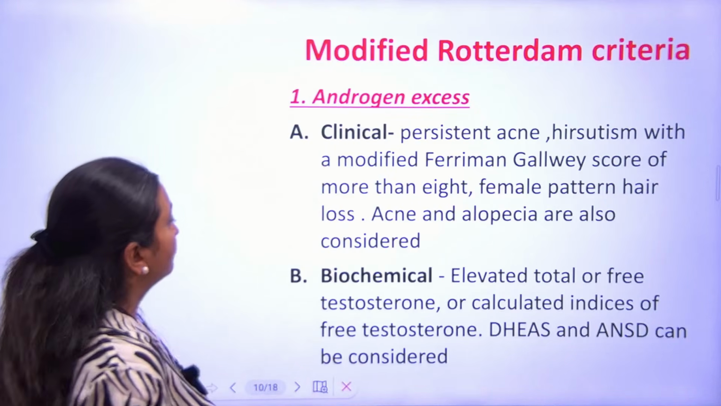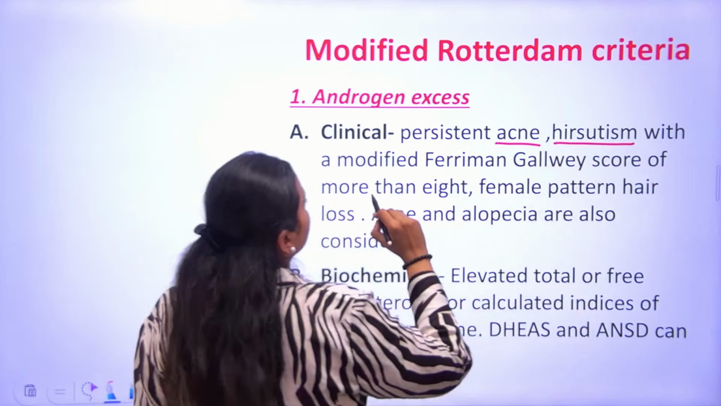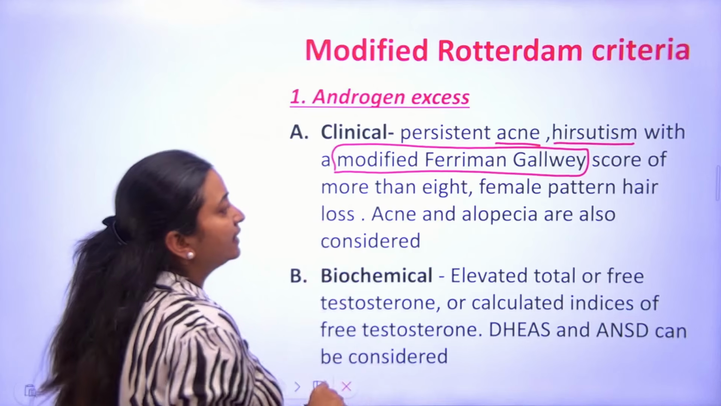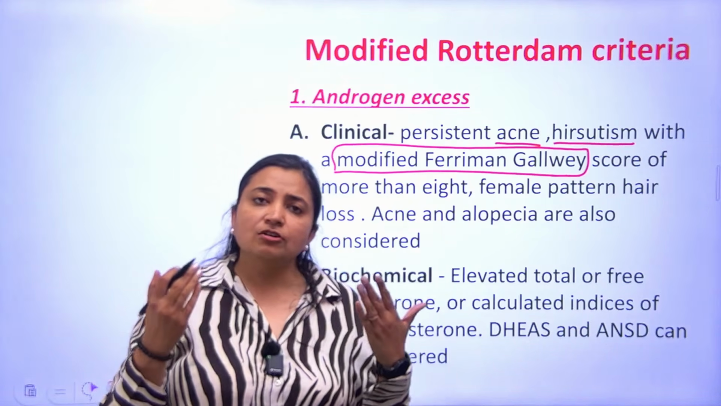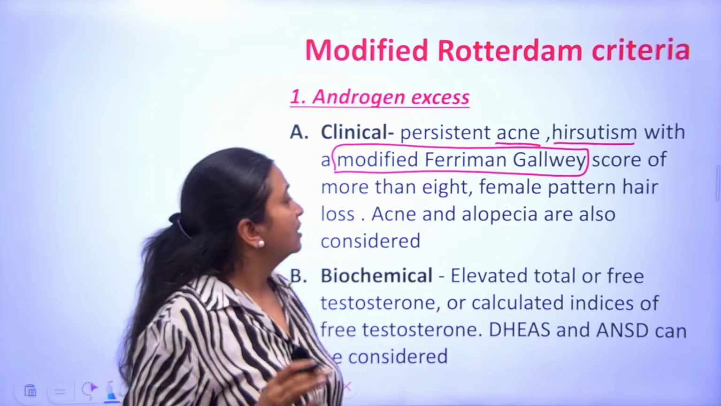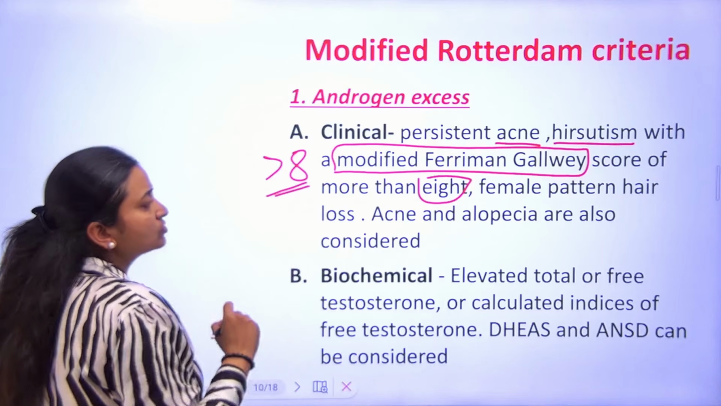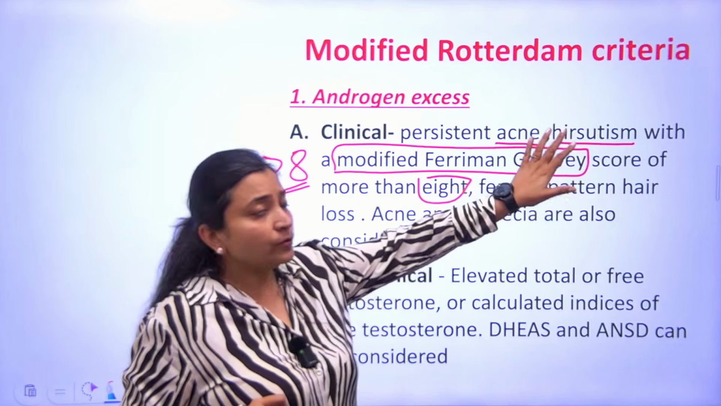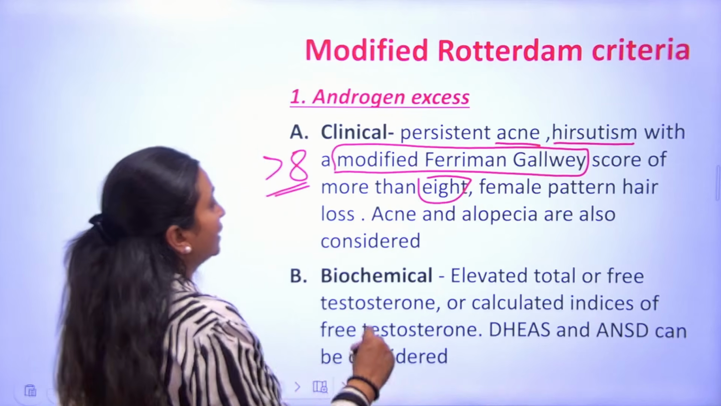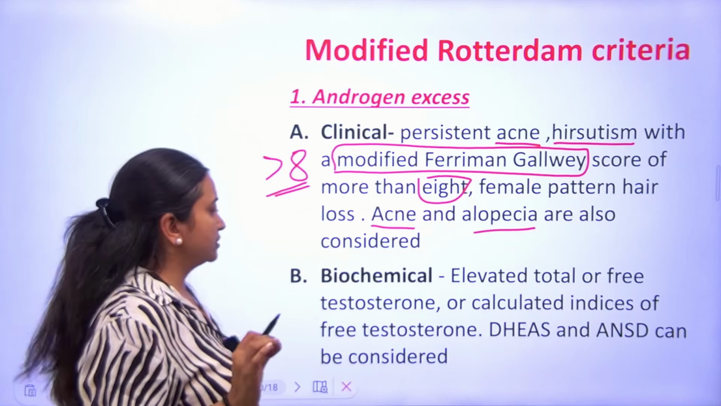Now androgen excess. What do they describe clinically? Same. Acne, hirsutism with a modified Ferriman-Gallwey score. What is the Ferriman-Gallwey score? It is a scoring of hirsutism. The presence of facial hair, chest hair, hair over the body in a male pattern, and they give some scoring. So that score should be more than 8. A Ferriman-Gallwey hirsutism score of more than 8 is stamped as proper hyperandrogenism because of hirsutism. Acne and alopecia are also considered, but most important is hirsutism.